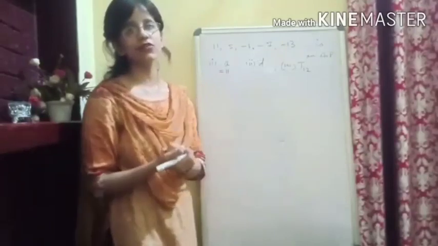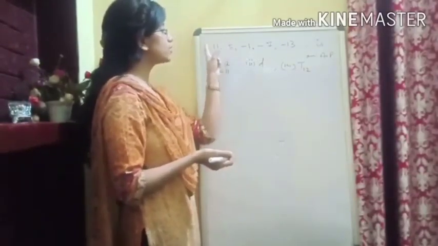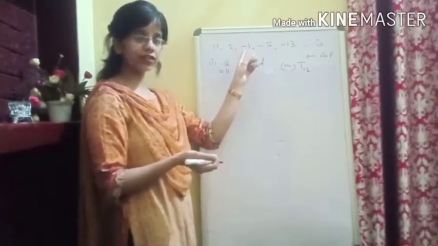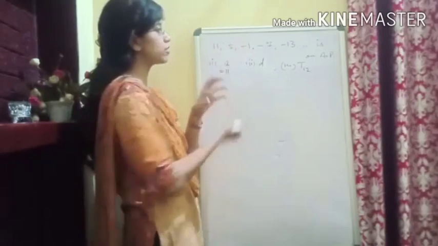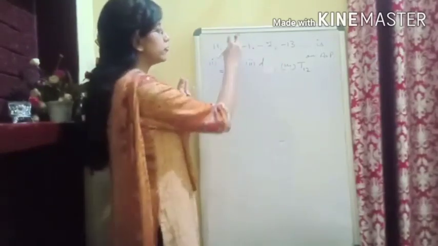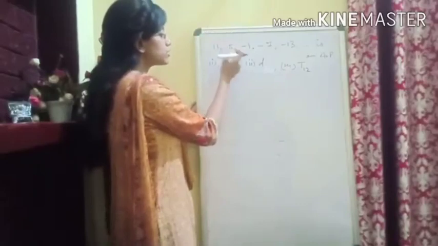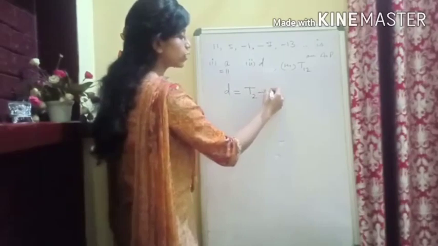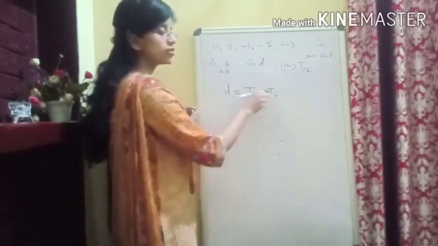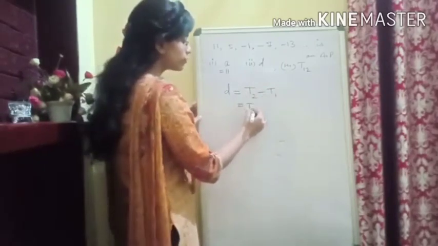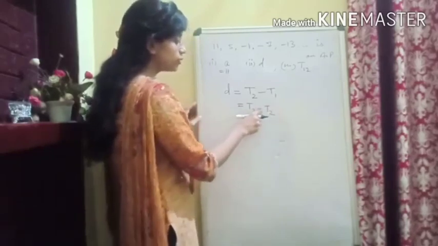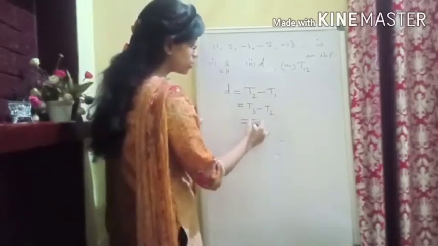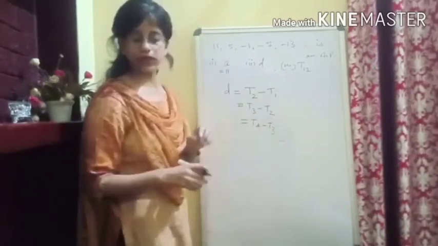What is the common difference? How to calculate the common difference? Second minus first, or third minus second, or fourth minus third. Every time to get the common difference, we have to subtract the preceding term from a term. 5 minus 11. We can calculate the common difference as T2 minus T1. We can also calculate it by doing T3 minus T2. We can also calculate T4 minus T3. Anyhow we can do it.